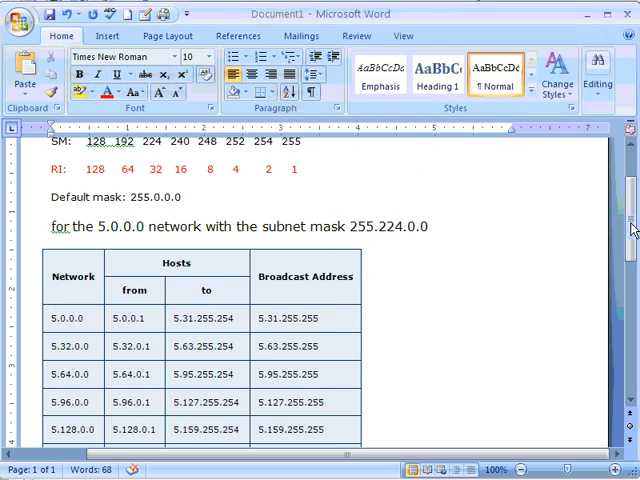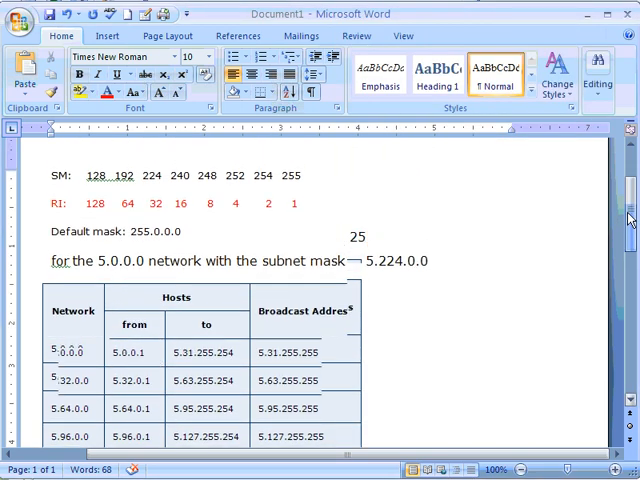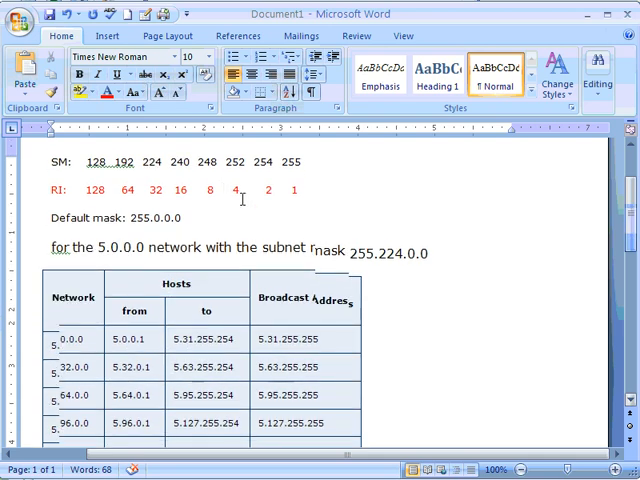Okay, for this next problem, we're going to take a class A. We're going to borrow 3 bits, or let's say in this case, instead of borrowing 3 bits, I say I need at least 6 networks, or provide for at least 6 networks. Well, if I need 6 networks, you have to take 6 and convert it into its binary digits, and that's going to be binary 110.